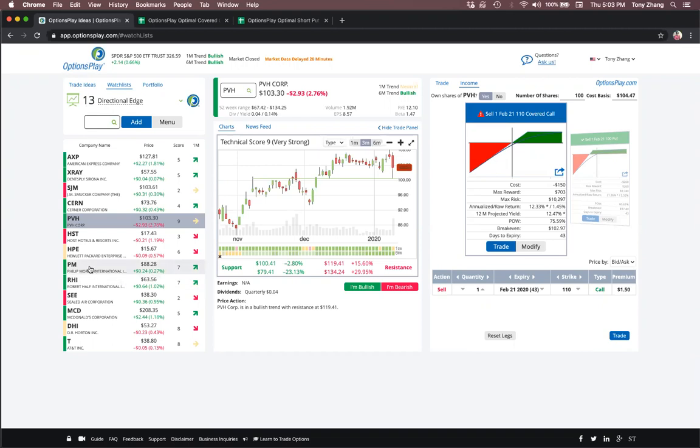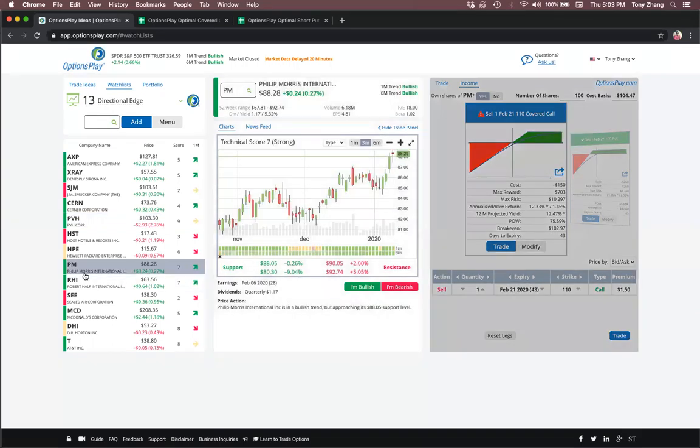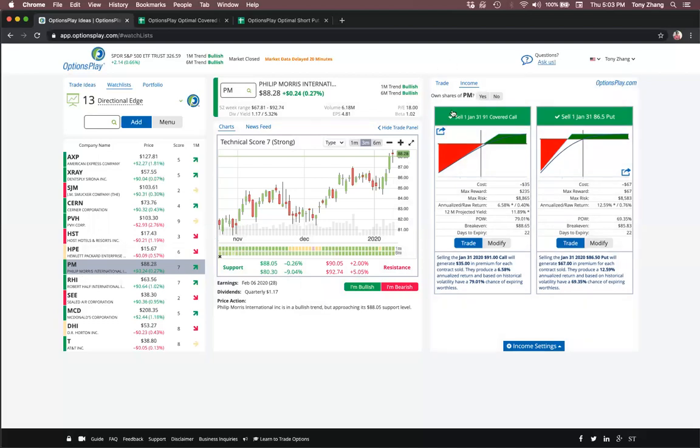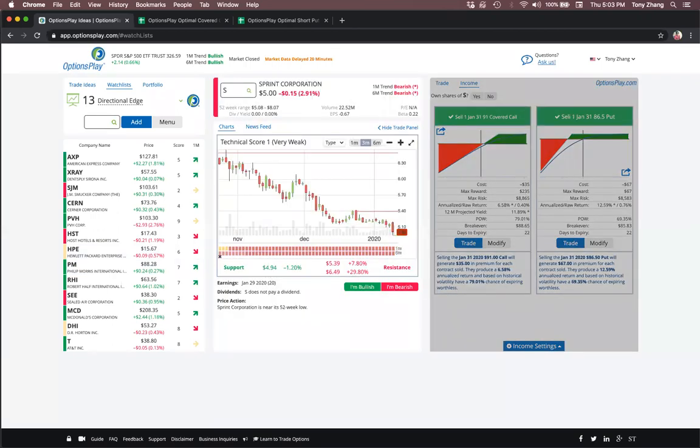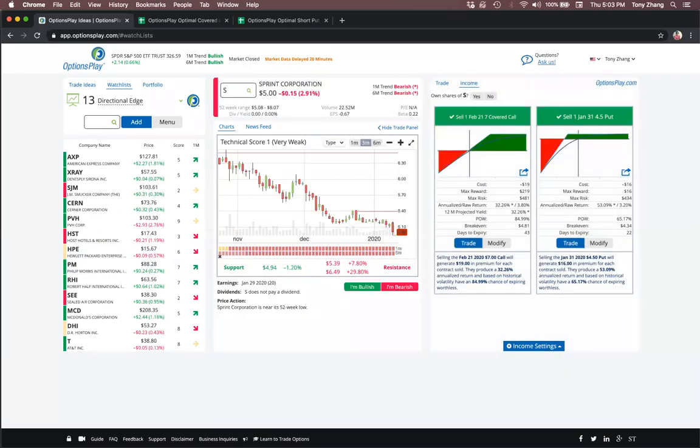If there is, let's say I look at Philip Morris here, an $88 stock. Instantly, I get 2 green check marks. That's telling me that there are opportunities to both sell cash secured puts and covered calls on Philip Morris. But on other stocks, maybe like Sprint, a very low price stock, many times you're not able to find this. Oh, actually for Sprint, looks like I'm able to find one. Normally, I'm not able to.